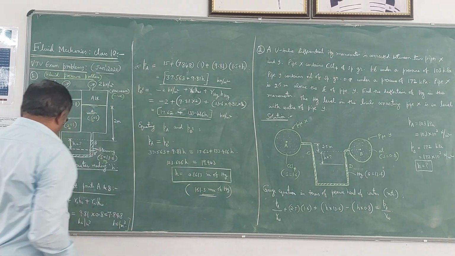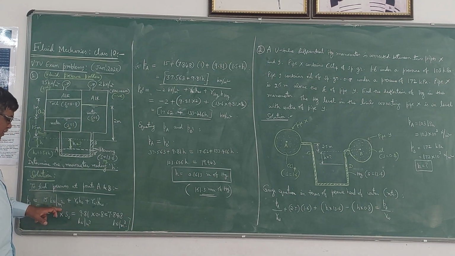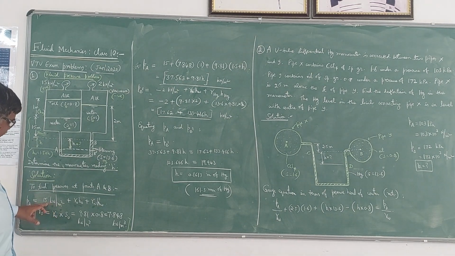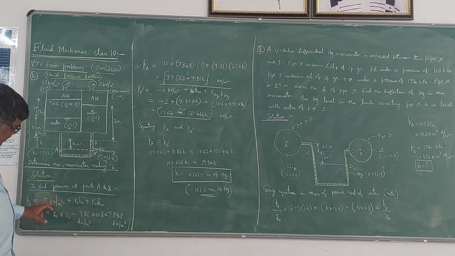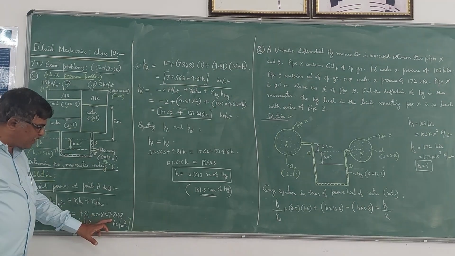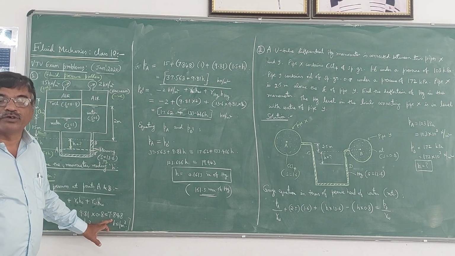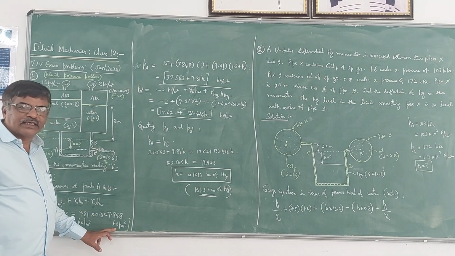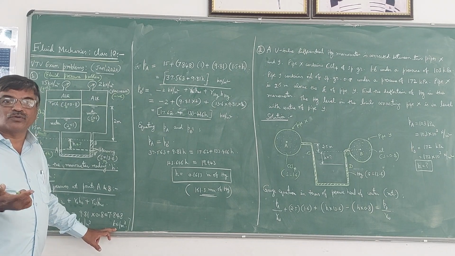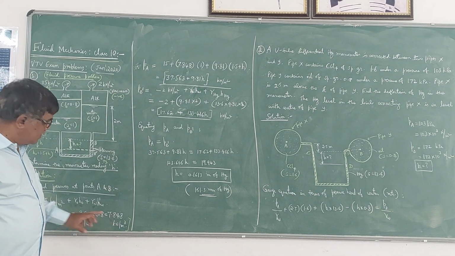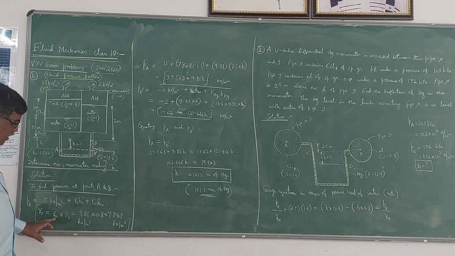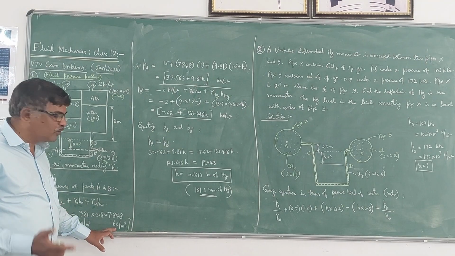So PA is equal to 15. Since it is in kilonewton per meter square, that is kilopascal. Sometimes they give kPa. kPa means kilonewton per meter square, because Pa is Newton per meter square. 15 plus, because it is in kilonewton per meter square, I have taken the value of gamma in kilonewton per meter cube. You should be very careful. Suppose this is in pascals, you have to take the value as Newton per meter square here. So since the value of pressure is given in kilonewton per meter square, I have taken gamma also in kilonewton per meter cube.